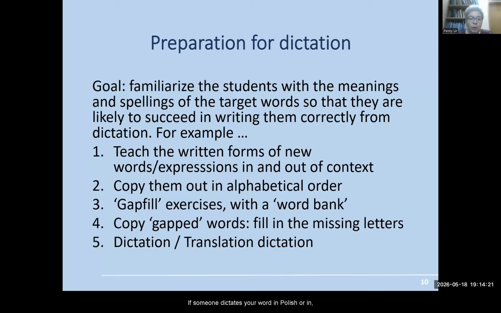If someone dictates a word to you in Polish or, I don't know, in Chinese, in some language which you don't know, you're very unlikely to be able to write it down correctly, or even hear it correctly. Whereas if you know it, you're likely to get it right. So if you do a dictation, even if it's English to English, this is a fairly good indication that the students can understand the word.